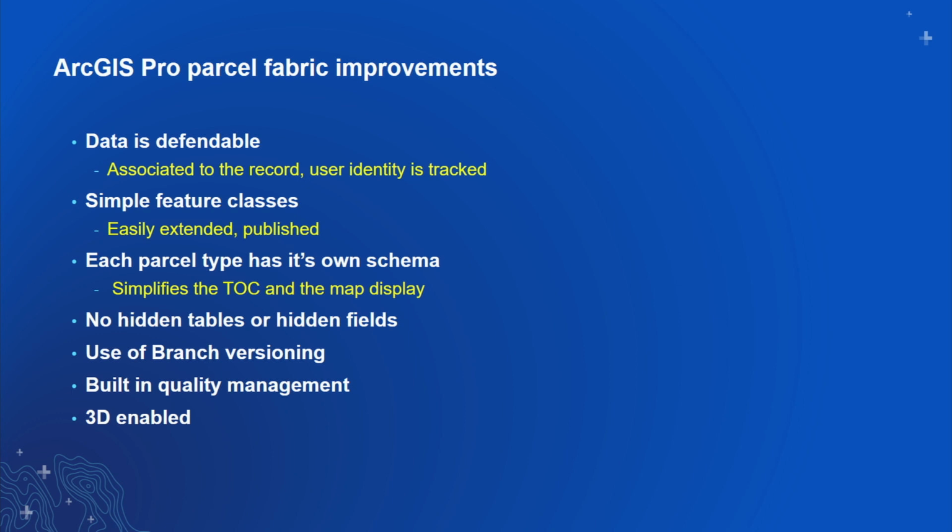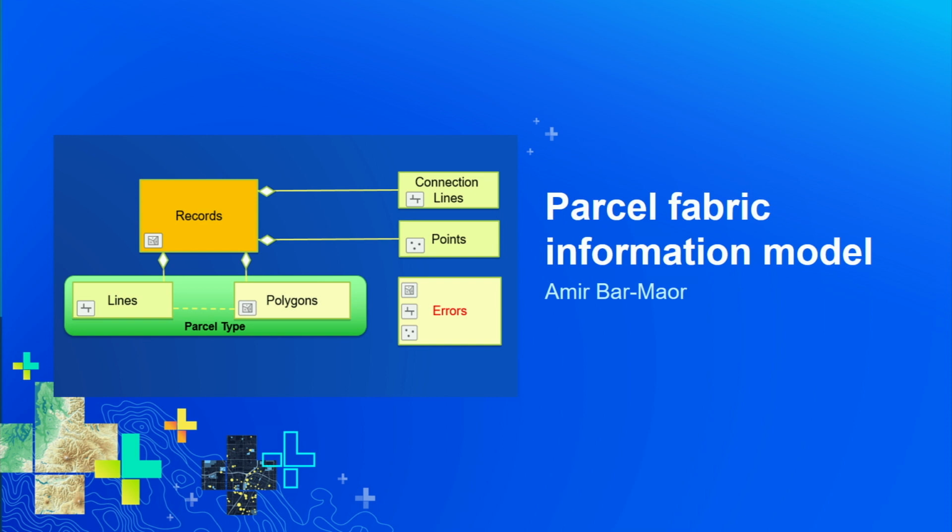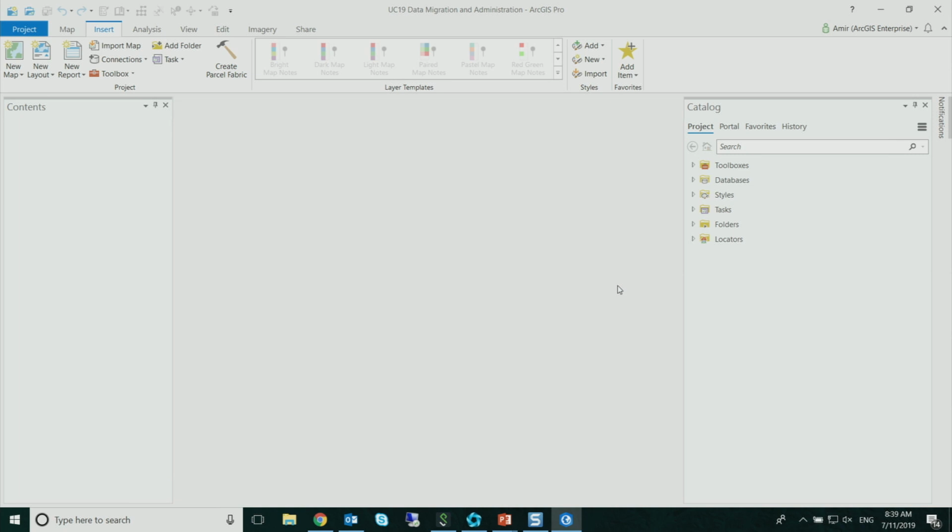Parcel types have their own schema, no hidden tables, no hidden fields that you have to find out about. We use branch versioning only in a multi-user editing environment. Built-in quality management, and we can make use of the 3D capabilities in ArcGIS Pro. So with that, I'm going to transfer you to Amir, who's going to show some of these data model concepts.